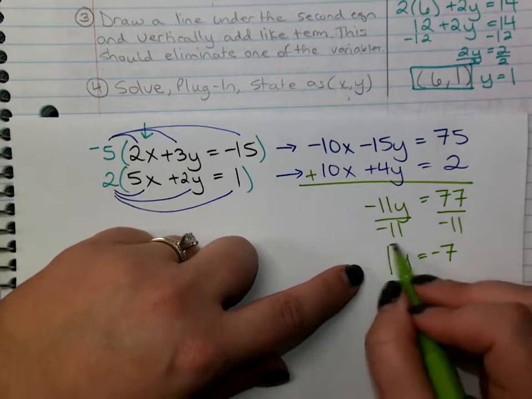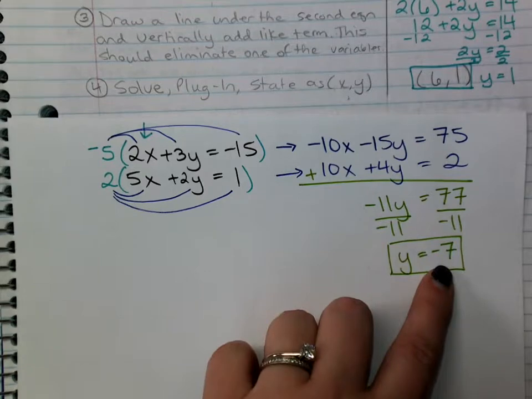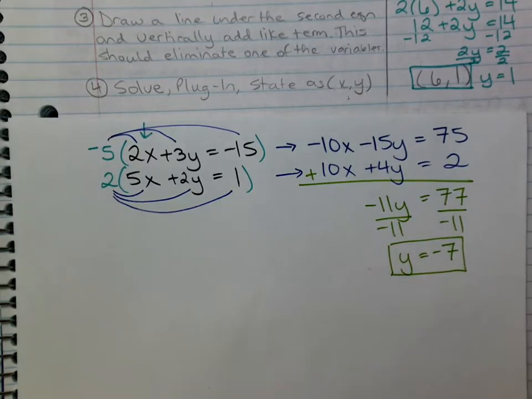Now, most of the time you're going to get integers for these. You should not be getting fractions or decimals. They do exist, but I tend to focus on just integers. So if you're getting some weird answers, something might have gone wrong.